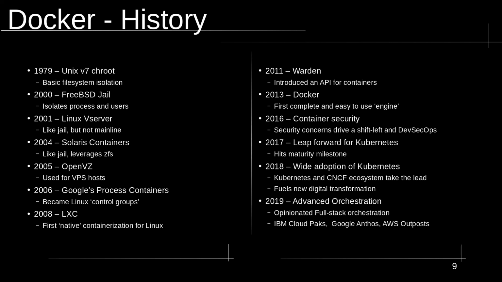Things started to pick up pretty quickly at this point. So Google started process containers. That never really took off on its own, but it became part of Linux control groups, which is an important thing for today's containers. LXC, Linux Containers, was the first sort of native containerization, which was baked right into the kernel and was available on all Linux systems. Warden introduced an API, which was the beginning of actually having a modern container ecosystem.